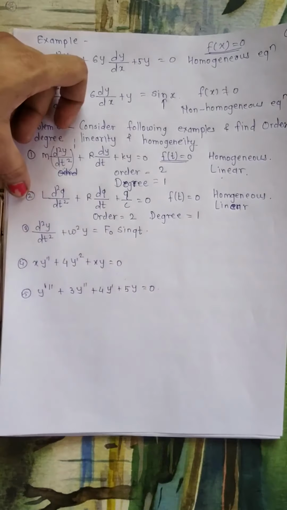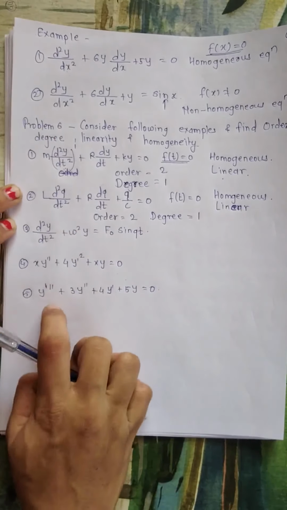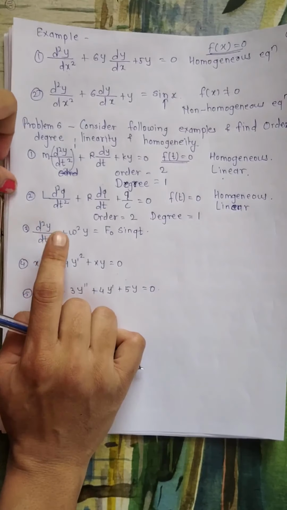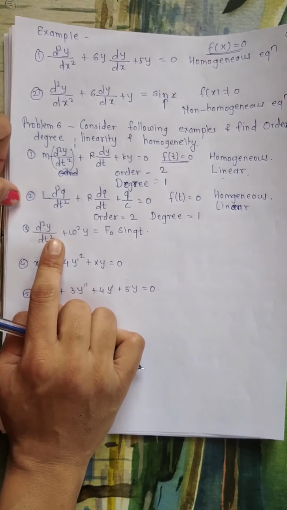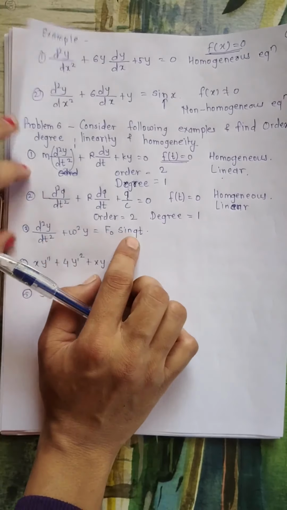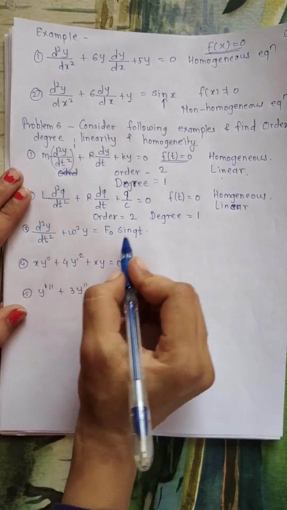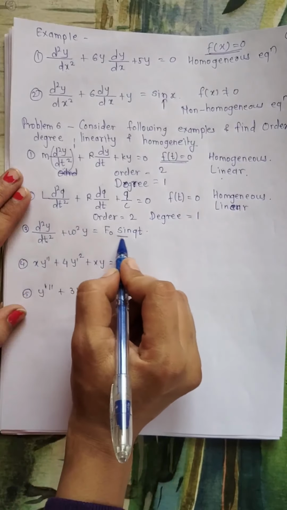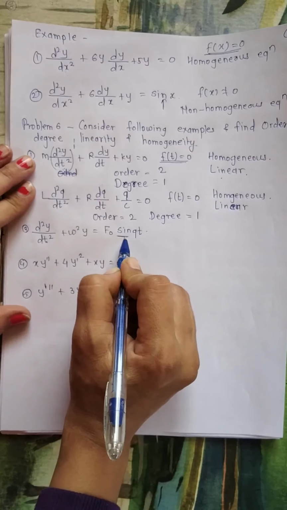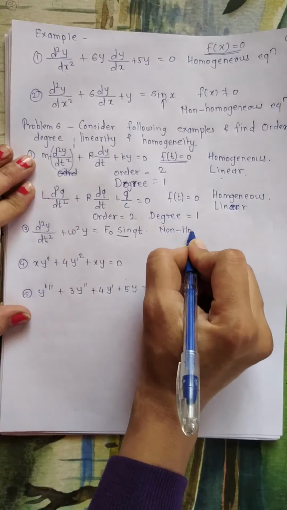Next example is this. I have written the remaining 3 examples collectively. So this third example is d square y upon dt square plus omega square y equals F naught sin qt. Now here t is the independent variable, and on the RHS there is a function of t, that is a function of the independent variable. This means this is a non-homogeneous differential equation.